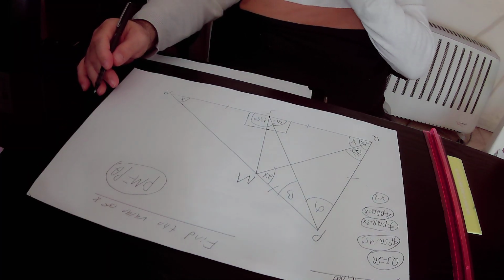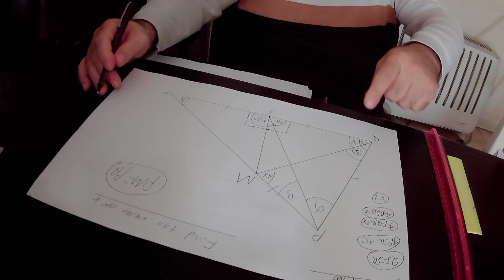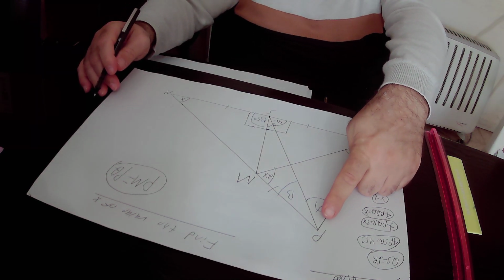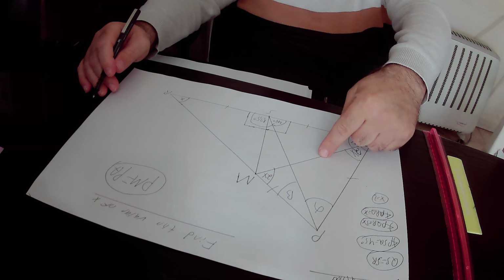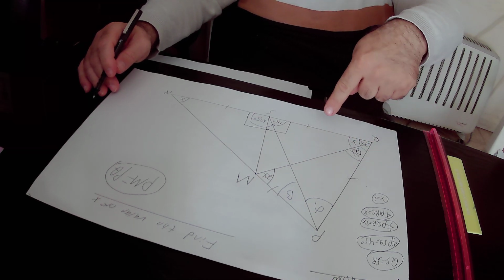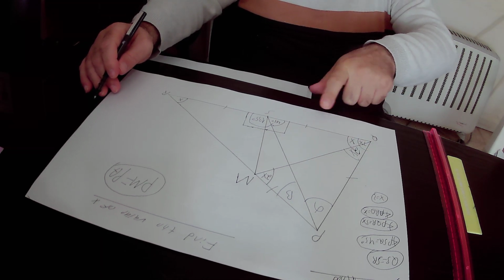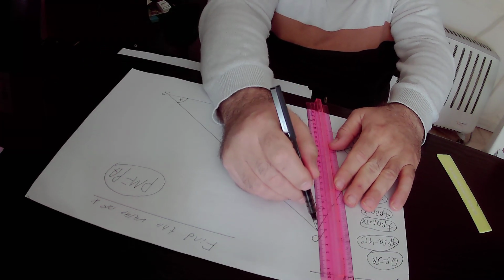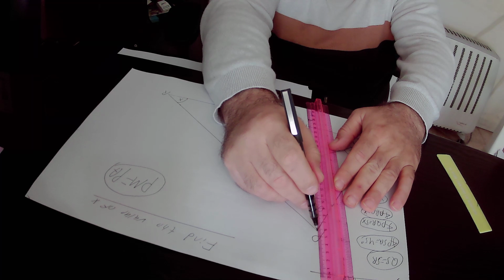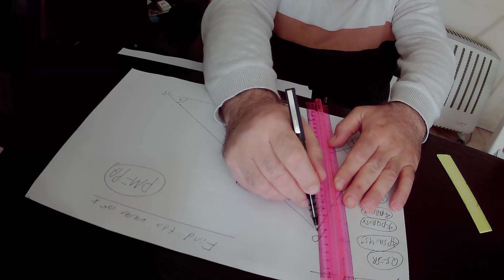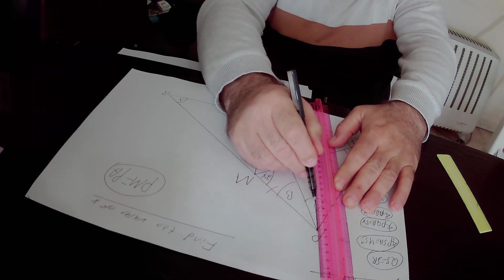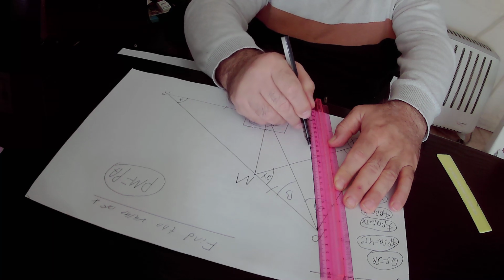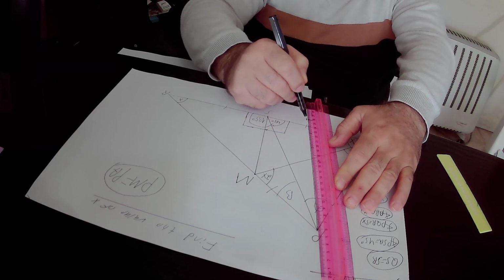In the next step, we will draw a perpendicular from point P to QM, and then we will extend the perpendicular until it touches QS. So here, from point P, we will draw a perpendicular to QM, and then we will extend it until it touches QS.